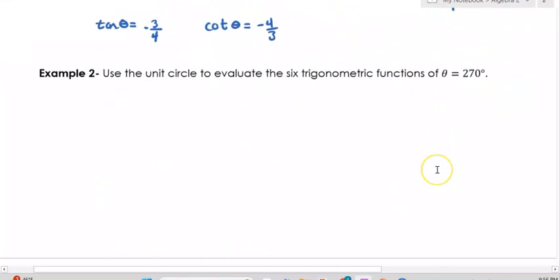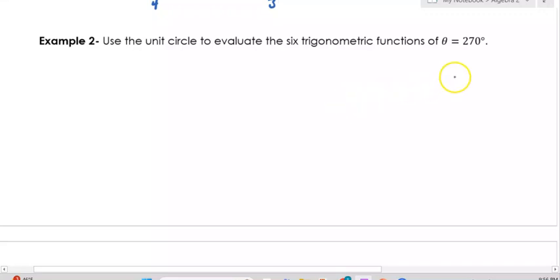All right, so let me just show that to you. I'm just going to make a little rough sketch of it. So it is right here at 0, -1. That is 270 degrees.